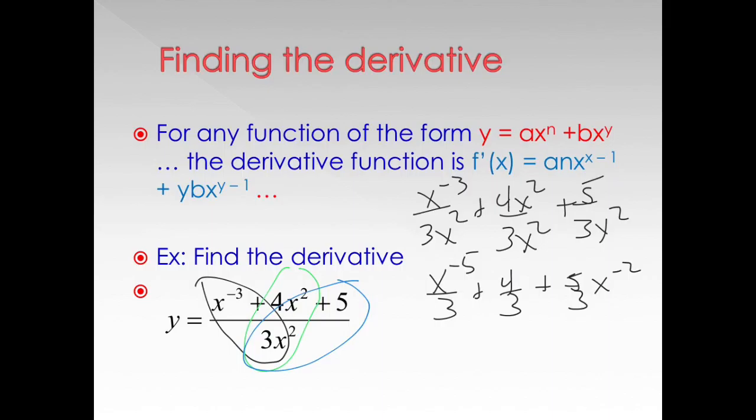Now I can apply the derivative. And again, for my derivative, I'm going to move the exponent in front and make the new exponent 1 less. So when I do that, I get negative 5 over 3 times x to the negative 6, plus 0, because that has no x value. And then we have minus 10 over 3 x to the negative third.